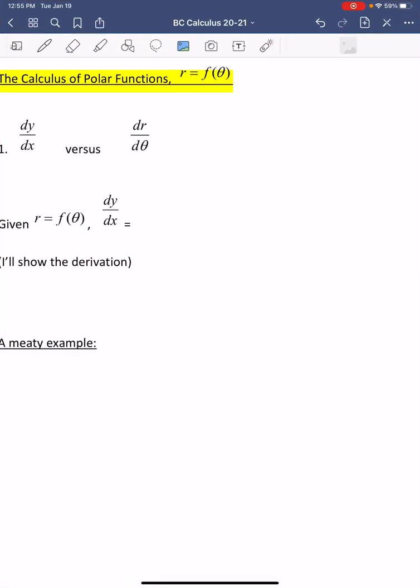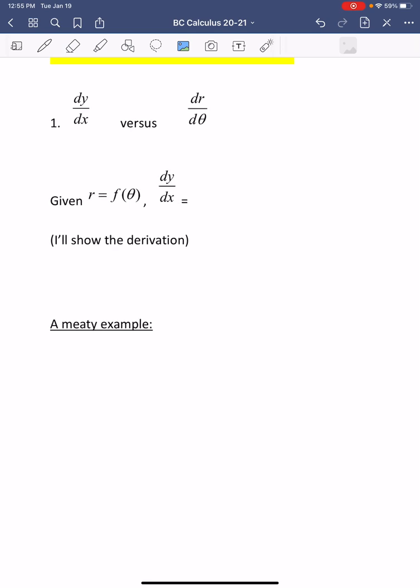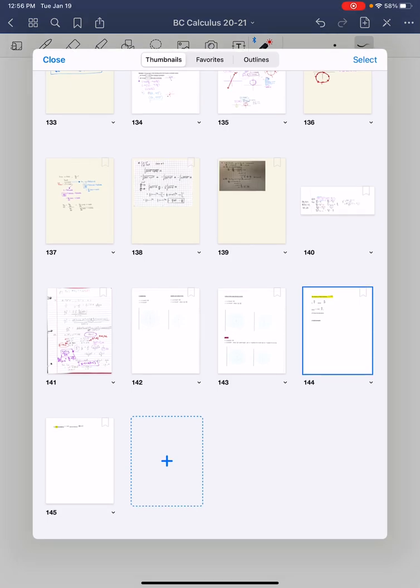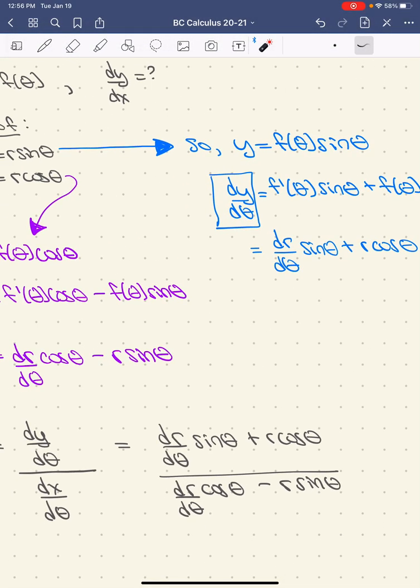Okay, hi everybody. So this is a very, very short screencast so I can give you this formula right here. When you're given a polar function, r as a function of theta, is there a way to get to dy/dx? And the answer is yes. I'm going to give you what this is, and then I'll show you the derivation. So when you go to dy/dx, here's what I want you to put there.